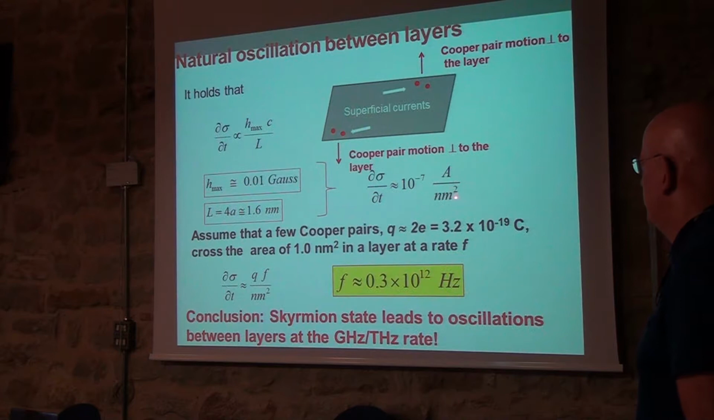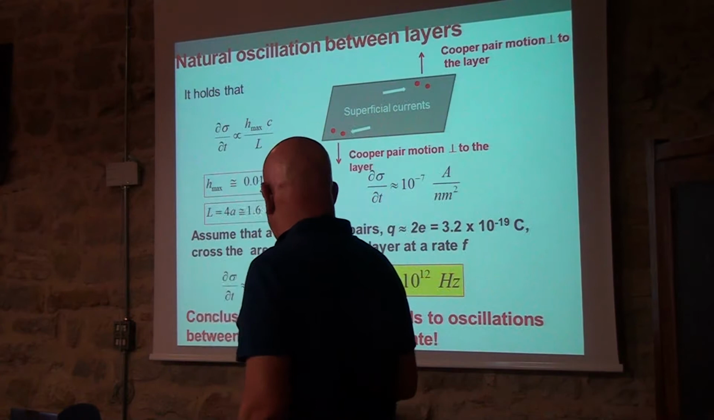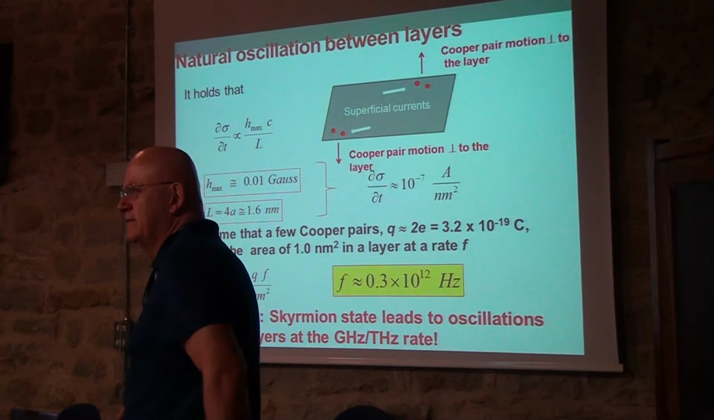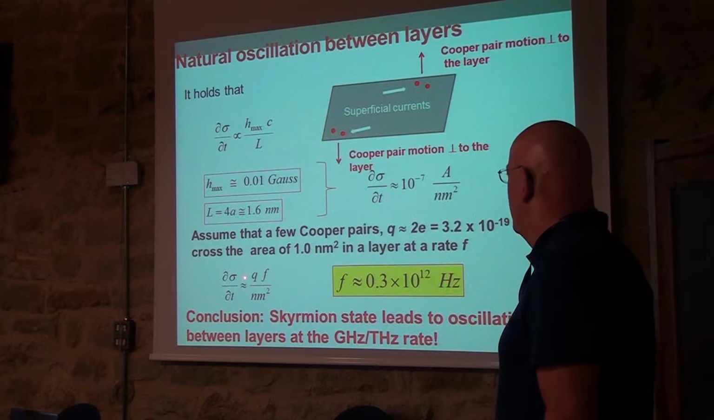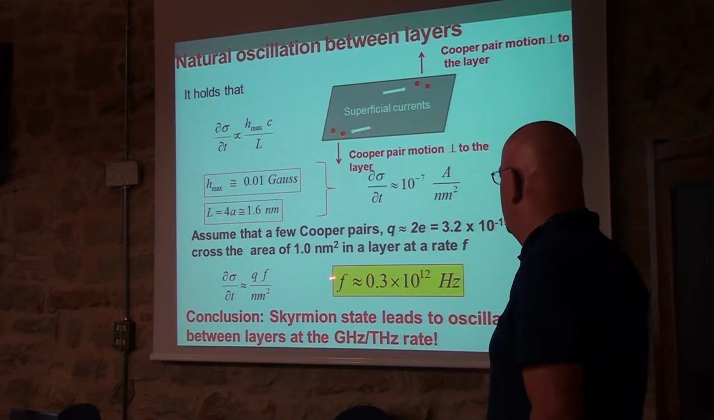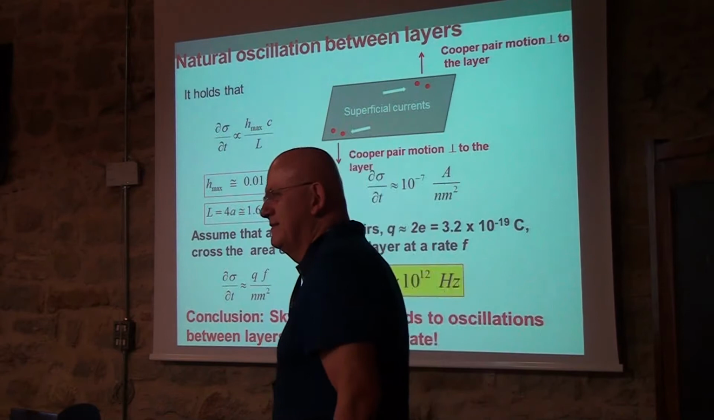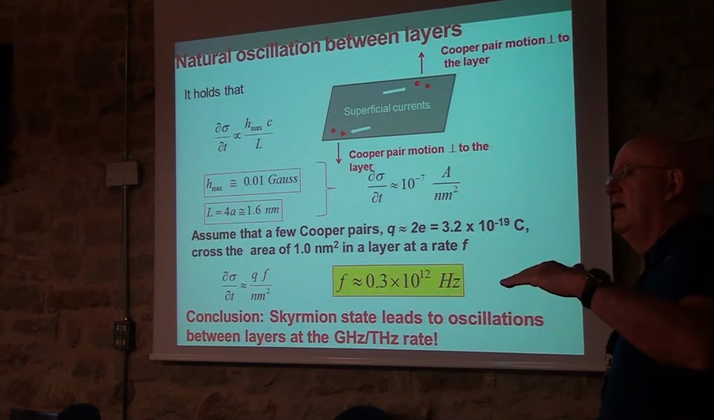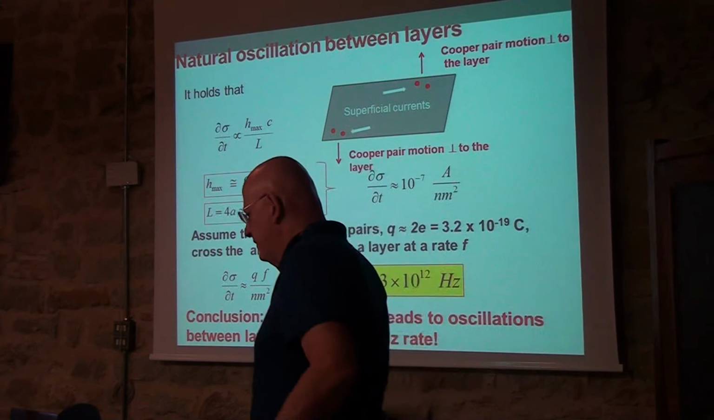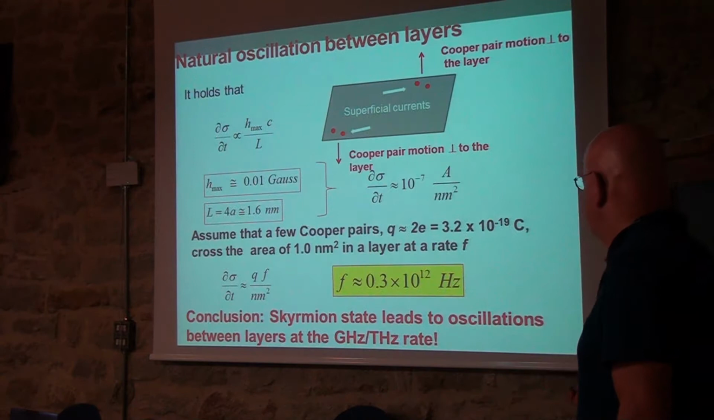If I try to go beyond the model, this is not in the model, but I say that this sigma dt is really some Cooper pairs that pass through that unit cell, it means that I will assume that Q is just a Cooper pair charge. I have some frequency and this area of 1 nanometer squared, and then I find this frequency of 10 to the 12 hertz, which is more or less what people find, the claim that you have of a Josephson coupling between layers. So this would provide a picture that perhaps you have natural oscillations because of this motion of charges.